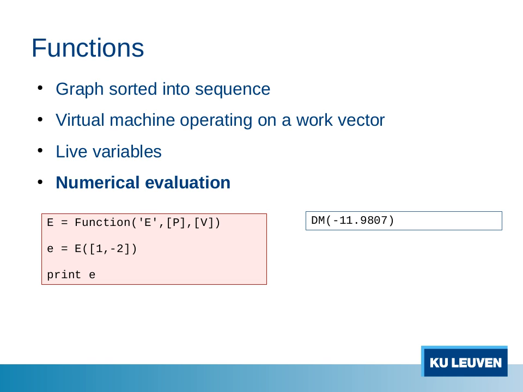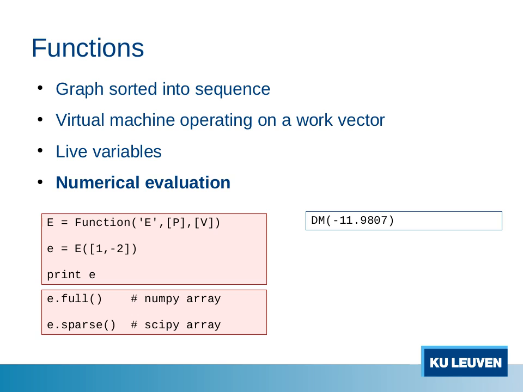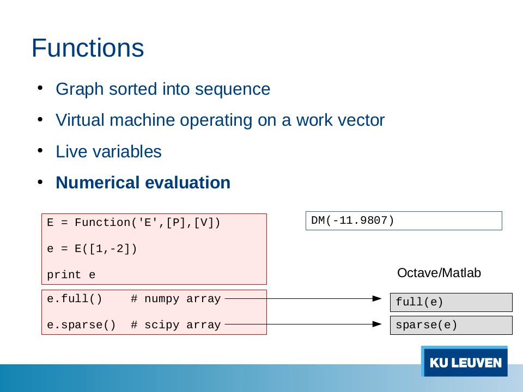So E was the function object, and we can call it with some coordinates, 1 minus 2 in this case, and you get some number back. Nothing special. Well, what you get back is still a CasADi object. You can go to a NumPy array or a SciPy array in Python, or to the Matlab matrices in Matlab or in Octave.